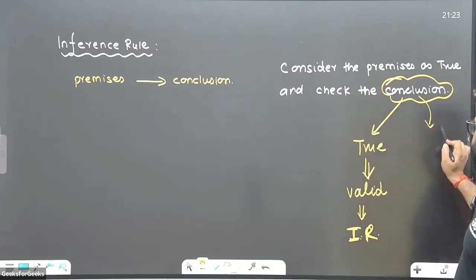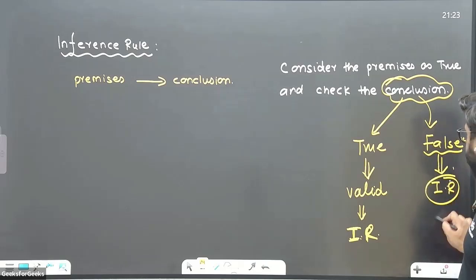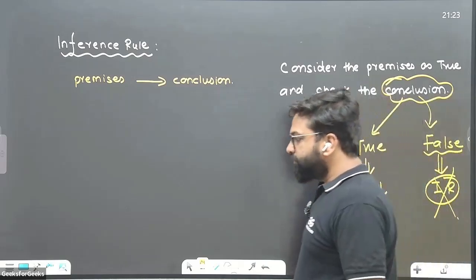What will happen if your conclusion becomes false? As soon as your conclusion becomes false, then it is not valid. Then it does not come under the inference rule. This is a very simple concept.